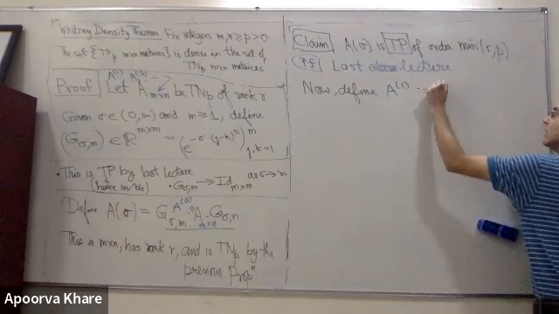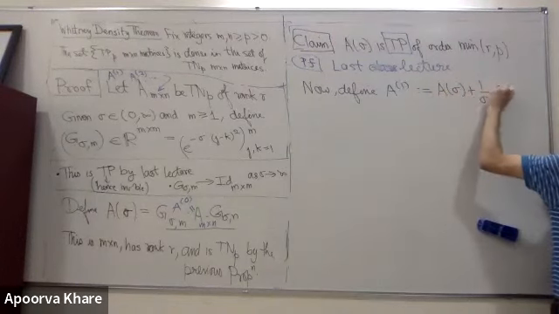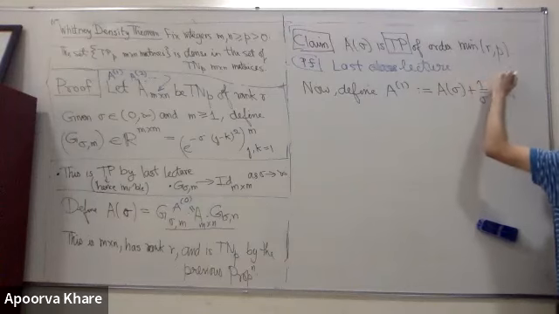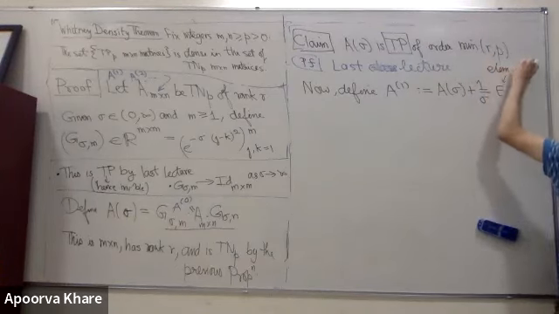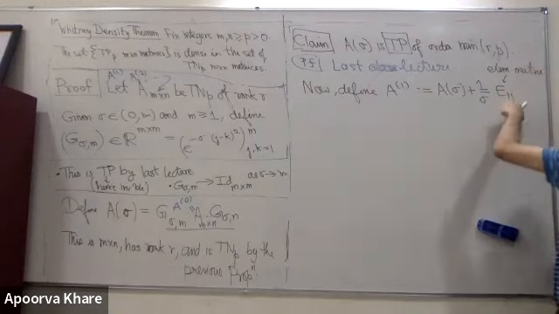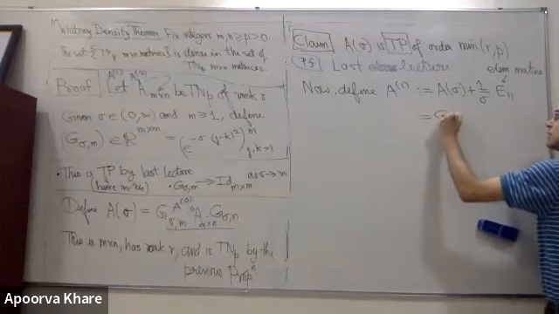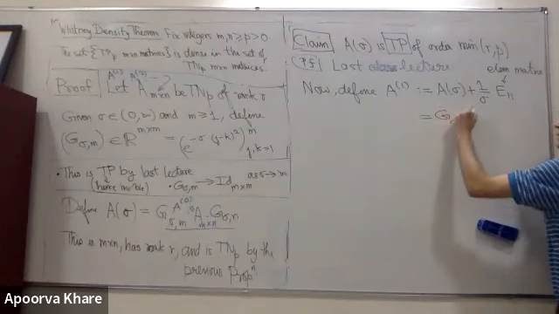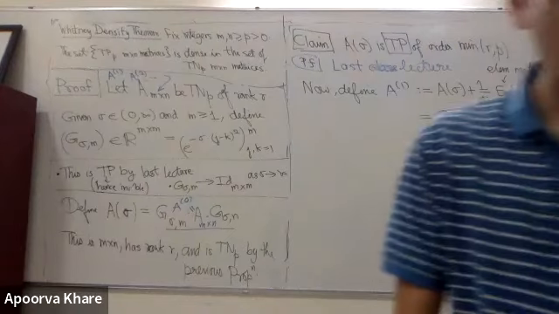Defined to be A sigma plus 1 over sigma E11. E11, as you know, is the elementary matrix, right? It is 1 in the top left corner and 0 everywhere else. This is all I'm saying. This is literally G sigma M A0. Actually, I should even put an A0 here.